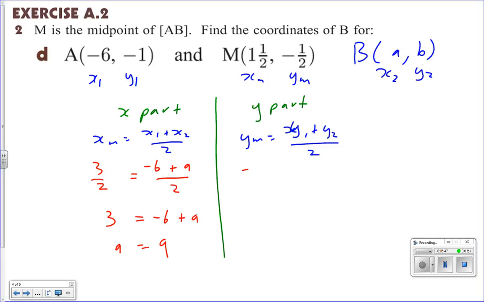On this side, we're going to have -0.5 equals y1, which is -1, plus b, over 2. So it's going to be -1 equals -1 plus b, so 0 equals b, or the way I would prefer to write it is b equals 0. So again, here B is (9, 0).